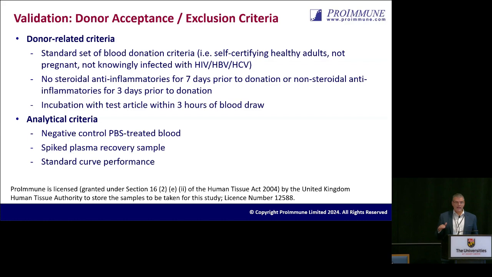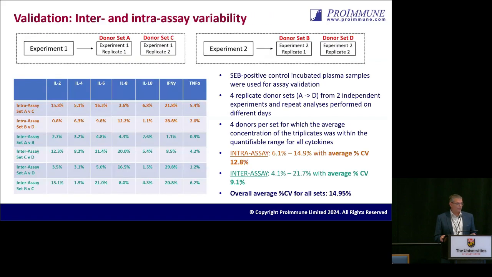So we have to ensure that the negative control, which is our PBS-treated blood, the endogenous responses and the measurement of the cytokine are within acceptable limits. If, for example, you come across a donor which has a screaming high response, that might be interesting from the point of view that this donor might be going through an active infection or something like that, but we still have to set those limits and say, no, we're only going to accept donors below a certain threshold for the individual cytokines. We also obviously have to ensure that the spiked plasma recovery sample is within limits, which I've just described, and of course the standard curve performance is within limits as well.